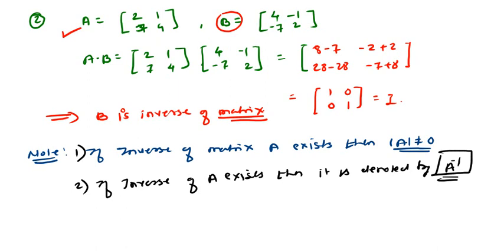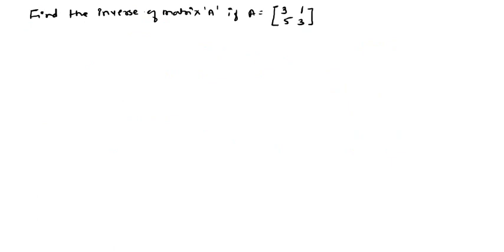Then obviously what will happen? A into A inverse will be equal to I, or A inverse into A is also equal to I. I is the identity matrix. Now suppose we have the question to find the inverse of the matrix using the adjoint method. So firstly we will see how to find the inverse of the matrix using the adjoint method.